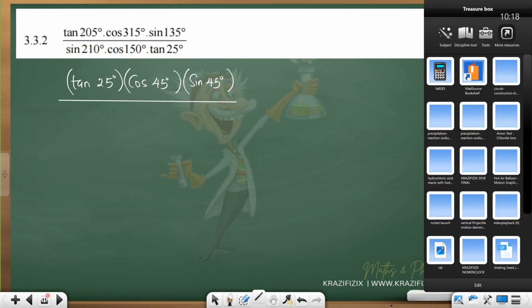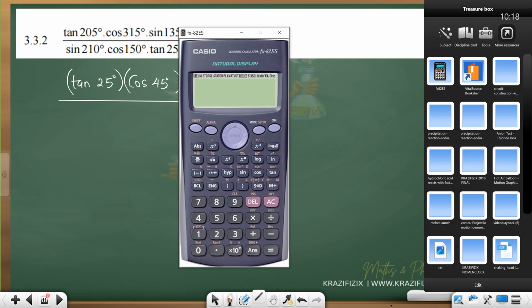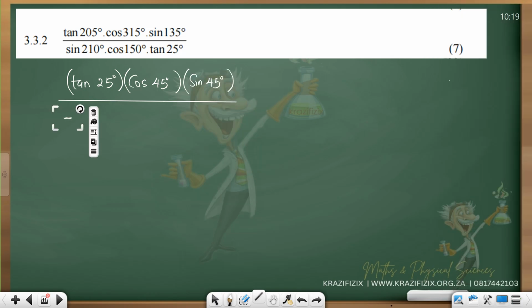Sine 210. All right, I'm in the third quadrant and sine is negative, which is going to give me negative sine 30 because it's 180 plus 30. But let's see, am I correct? Shift sine answer, boom, negative sine 30. I'm on mark number 4.